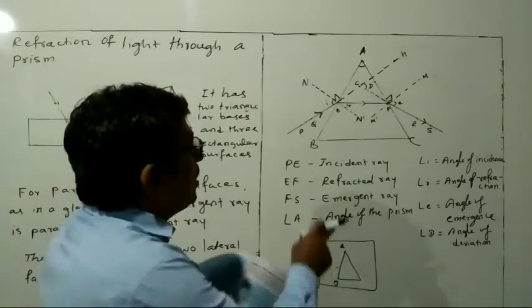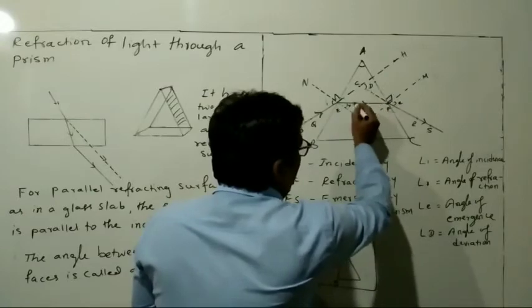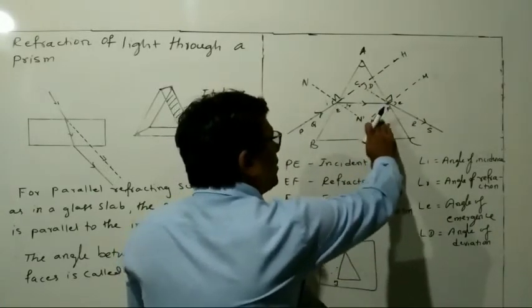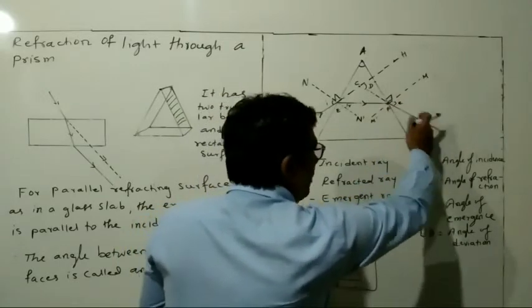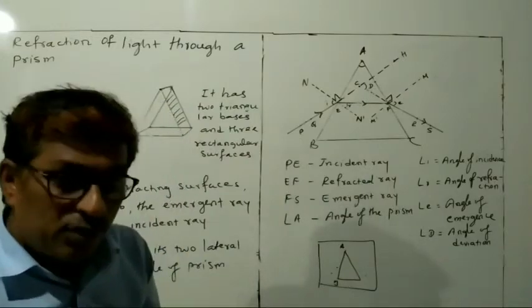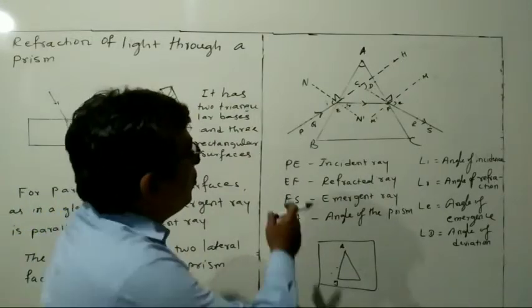When it enters the glass prism, it refracts, like this. And then from the prism to the outside, it is emerging outside. Like this, it emerges out. Okay, so now you see, here you learn the terms.